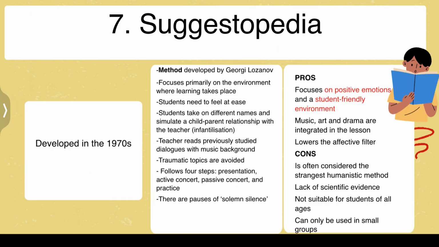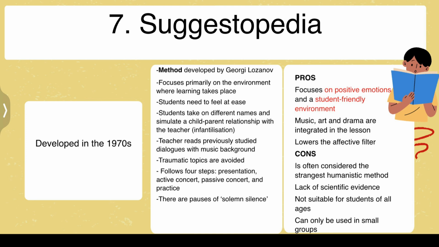In the 1970s, Georgi Lozanov developed a method called Suggestopedia, which focuses primarily on the environment where learning takes place. Students need to feel at ease. They take on different names and simulate a child-parent relationship with the teacher. The teacher reads previously studied dialogues with music background, and traumatic topics are completely avoided.